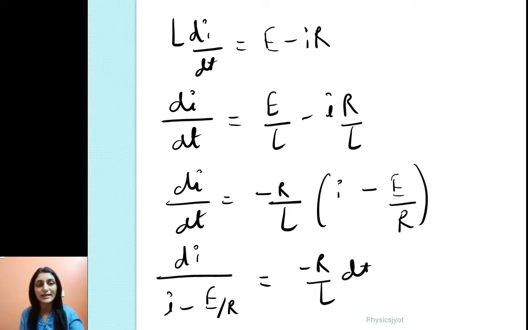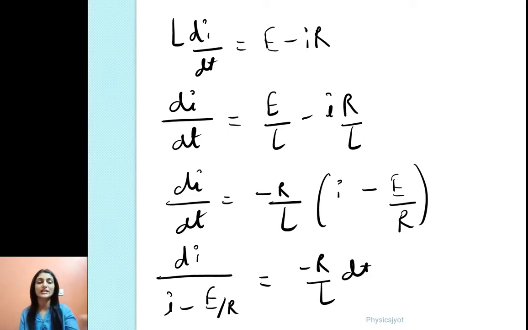Now I shifted this bracket to the denominator on the LHS. So di upon I minus E upon R equals, I shifted this dt to this side, so I get minus R upon L into dt. Now we can see the variables are separate. On the LHS we have all the terms of I, and on the RHS we have terms of t.